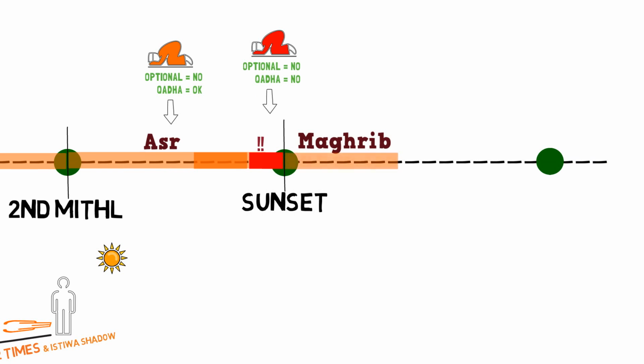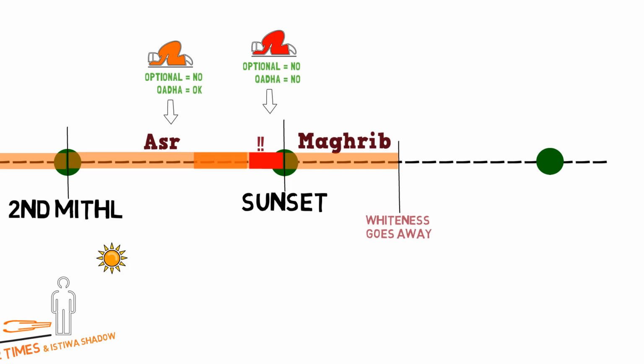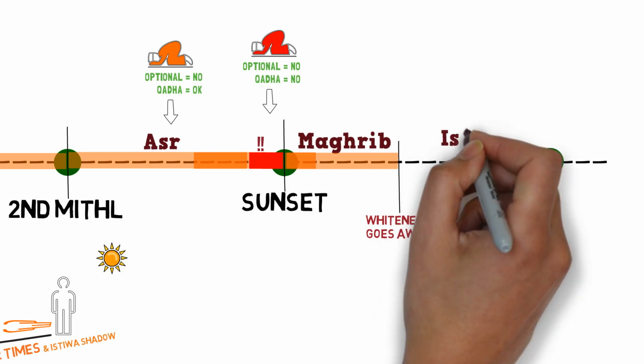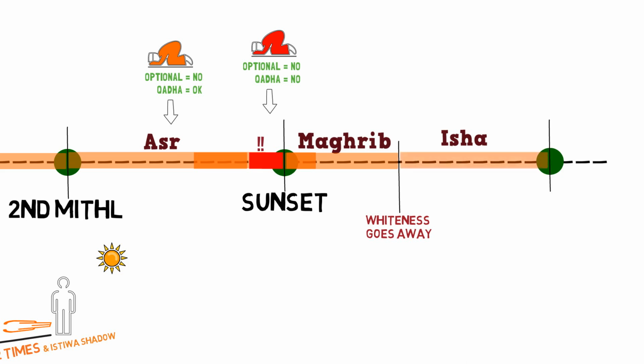Maghrib starts immediately after sunset until the whiteness on the western horizon goes away. So what is the best time for Maghrib? The best time for Maghrib is at its start time. Now when the whiteness has gone away, this is time for Isha, and Isha time continues all the way until just before true dawn. The best time to pray Isha is near its start time.